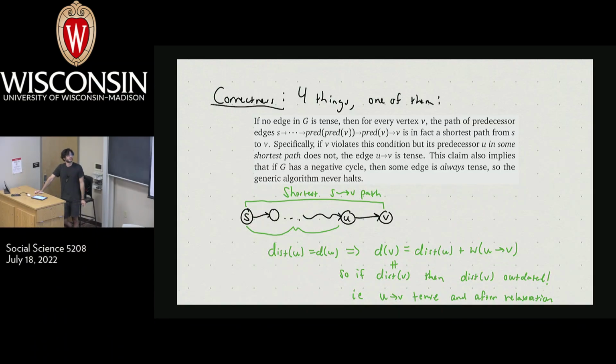Now, it turns out it will. Proving it's pretty difficult. There's like 4 giant lemmas you have to prove. This is just one of them. But I will give you an idea of why this one works. So if no edge in G is tense, so assume we've actually been able to relax everything.